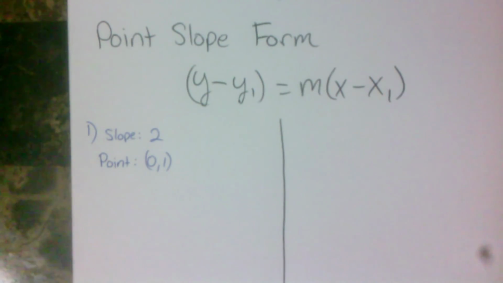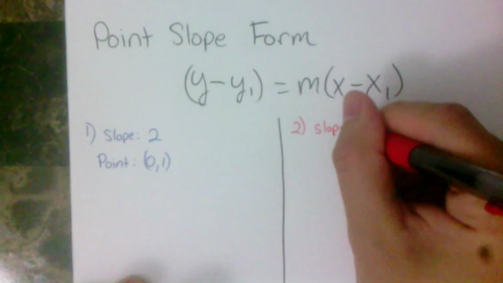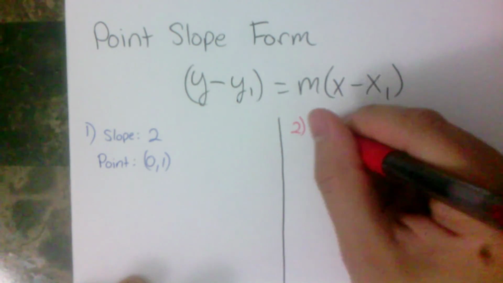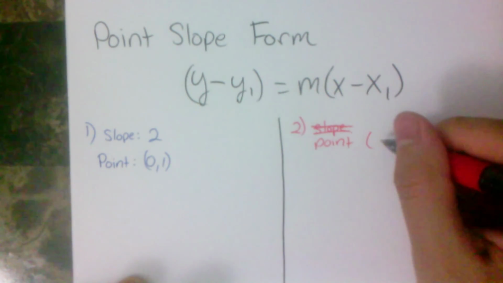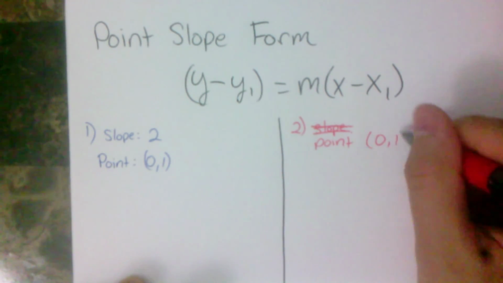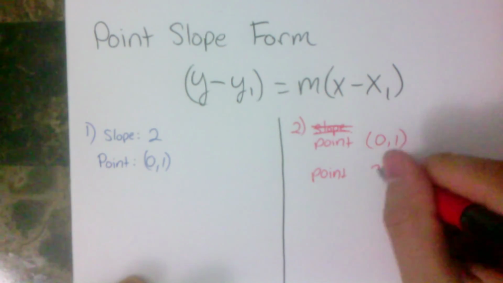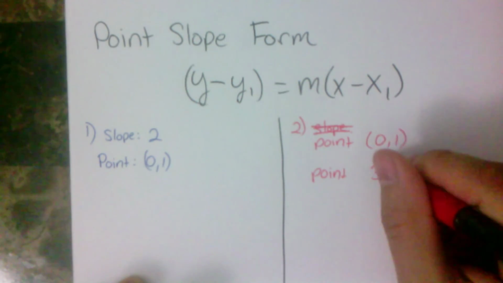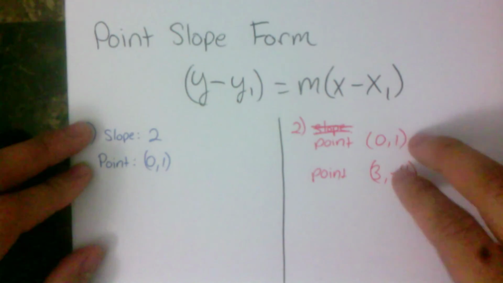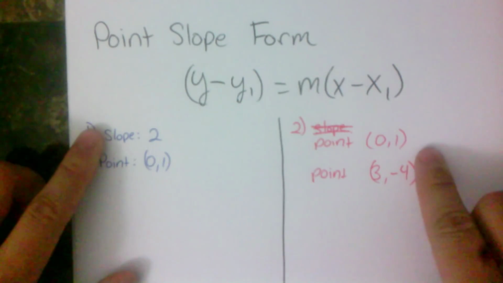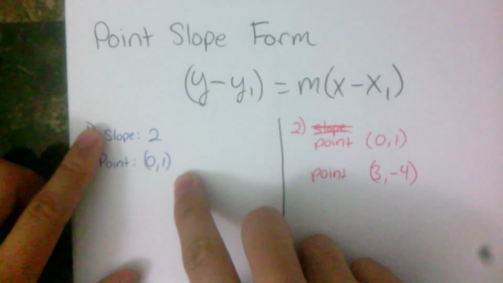However, I could also give you this question. I'll give you the slope, and I will only give you 2 points. That's the other type of question. So point, and I'm going to tell you it's 0, 1, and another point, and I'm going to tell you it's 3, negative 4. The difference between these two problems is that one gives you a slope and a point, one just gives you 2 points. You solve them both. This one just takes one extra step. So let's go ahead and do the easy one first.